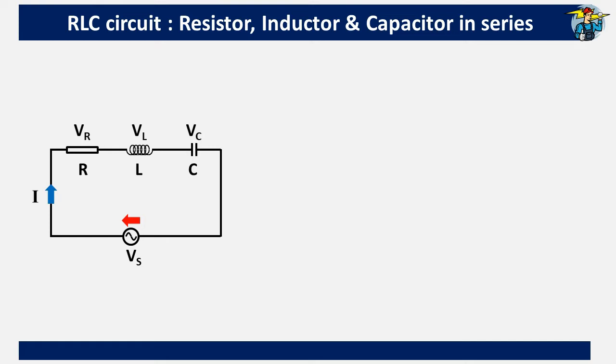Vr, Vl, and Vc are the voltage drops across the resistor, inductor and the capacitor respectively. R, L, and C are the resistance measured in ohms, inductance measured in Henry, and the capacitance measured in farads. First we see the behavior of the resistor on the circuit.